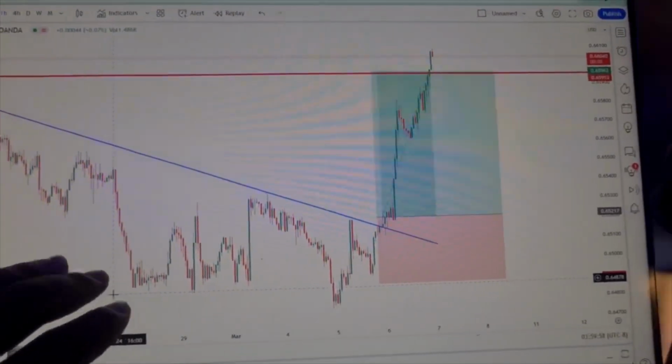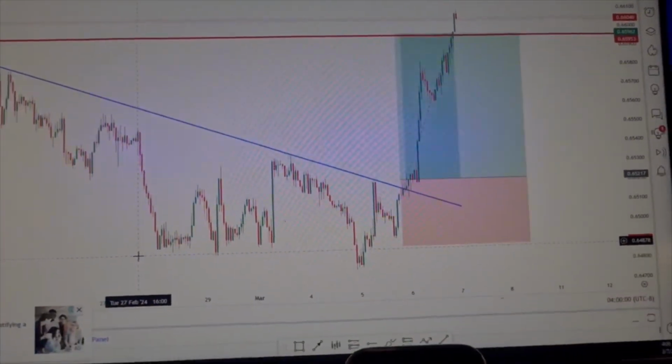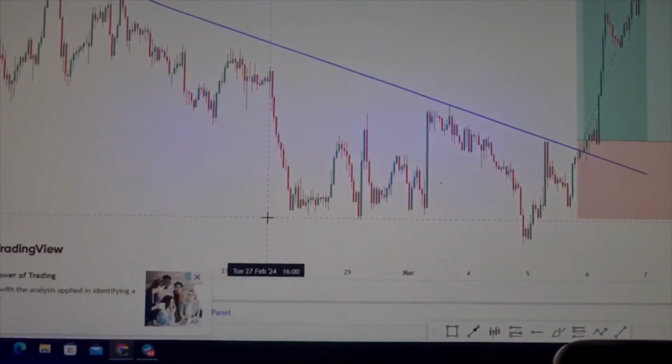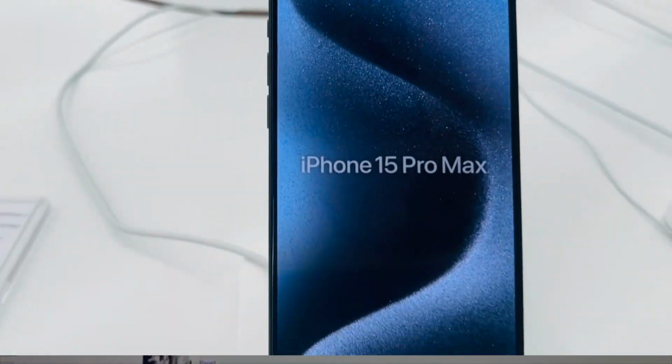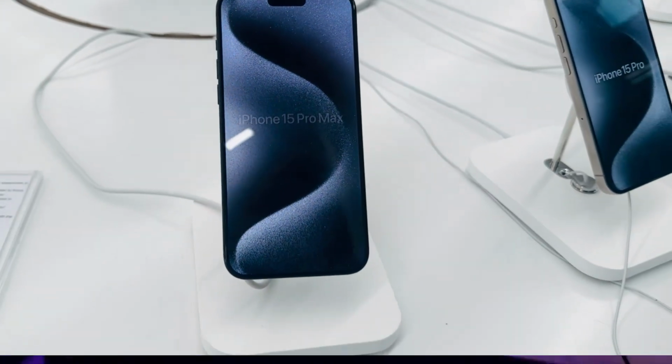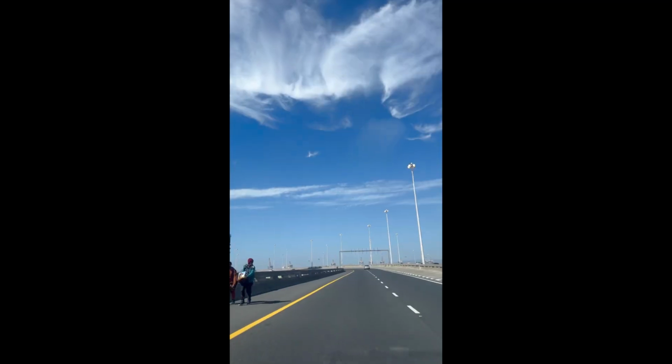So guys, let's go together to the iStore just to get something new. Peace, guys. Let's go.